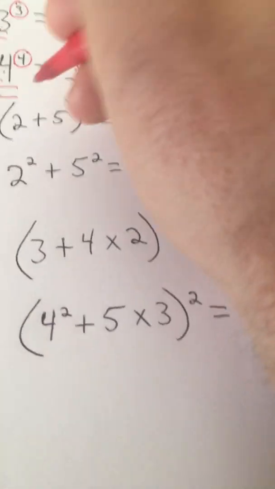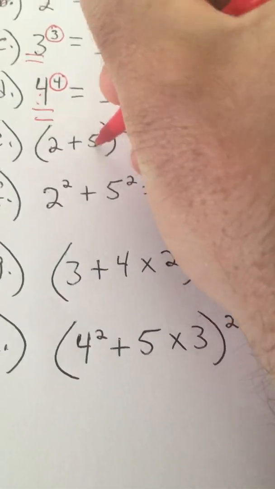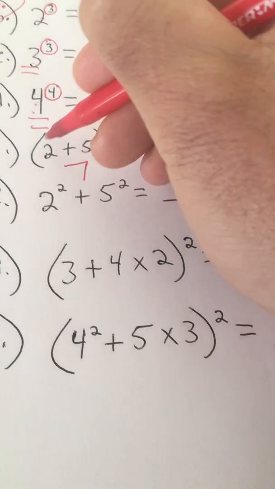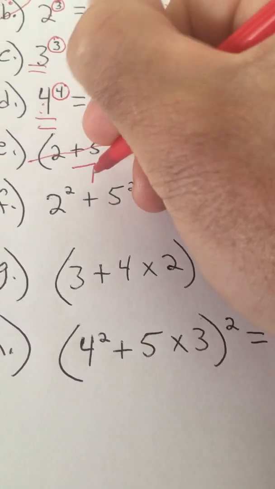So what we're going to do is the parentheses first. 2 plus 5 is 7. Then 7. Now we'll do the exponent because the parentheses are now gone. We used it.